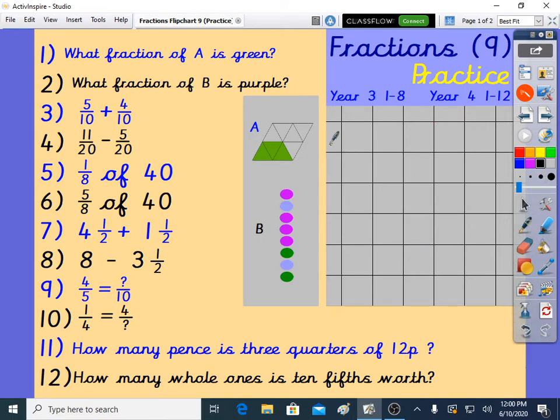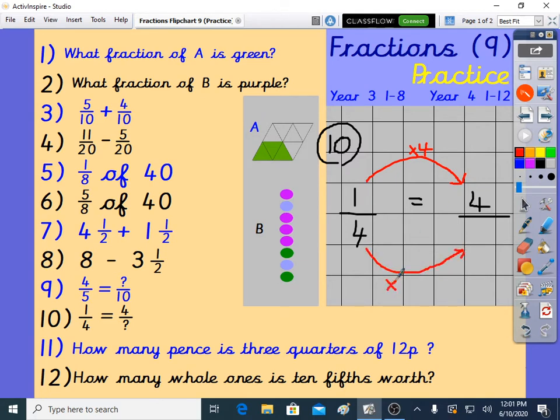1/4 equals 4 somethings. 1/4 equals 4 over we don't know what, mystery. So I don't know what's happening to the bottom, so I'll look at the tops. What happens to 1 to get to 4? If you times 1 by what, you get 4. 1, 2, 3, 4. 1 times 4 is 4, isn't it? 1 times 4 makes 4. So we times the top by 4.